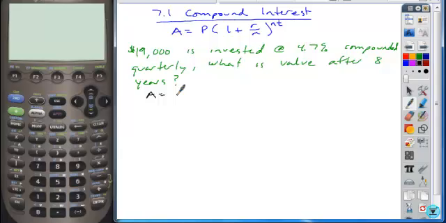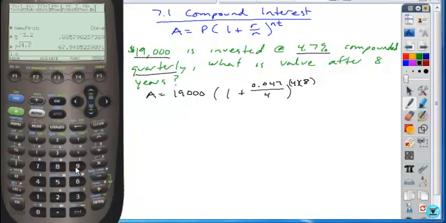Okay, so if you just plug in the information you have, your original investment is $19,000, so that's P, your principal value. Your interest rate is 4.7%, so our R value is going to be the decimal form of that. Move the decimal 2 places to the left. We get 0.047. Our N value, because we're dealing with a quarterly compounding, is going to be compounded how many times per year? Once per quarter, or 4 times per year. And so we're going to take that number, 4, and multiply it by the number of years, which is 8. Okay, so here's our equation.